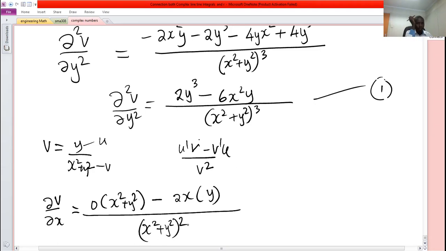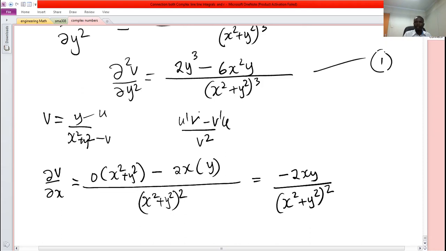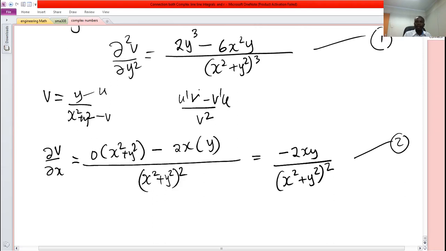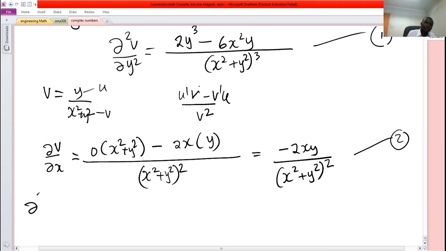So this is what I get, which will give me minus 2xy divided by (x squared plus y squared) squared. Let me call this one 2. So to get partial squared v partial x squared, I differentiate this partially with respect to x. As usual, there's this u over v.